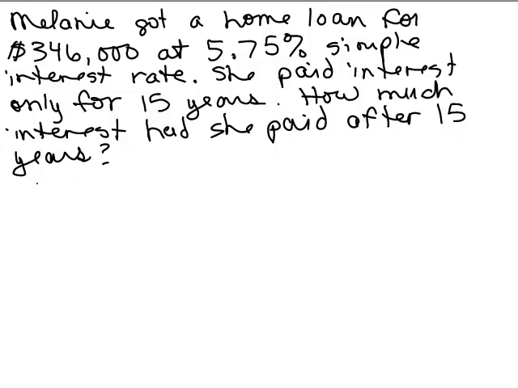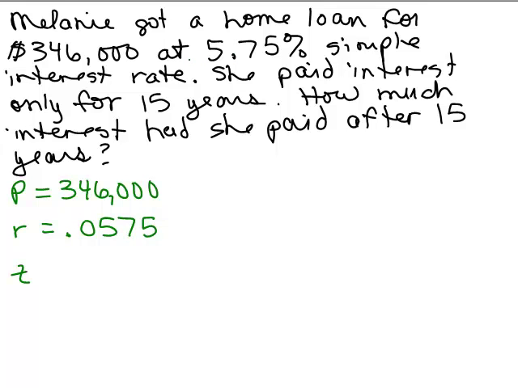So again, we've got interest equals principal times rate times time. So what is the principal? That's this 346,000. And what's the rate? Well, 5.75% is the rate. Let's just write that as a decimal. 0.0575. Remember, you need to move the decimal 2 to the left because percent means divide by 100. And how long? In years. Well, it tells us 15 years, so that will be 15.